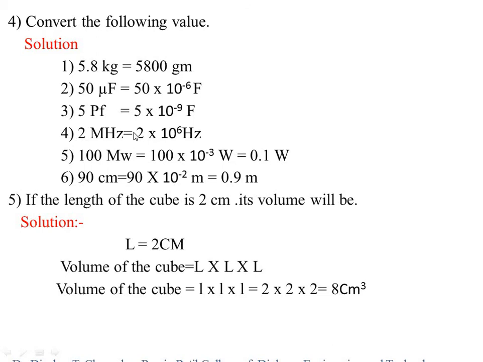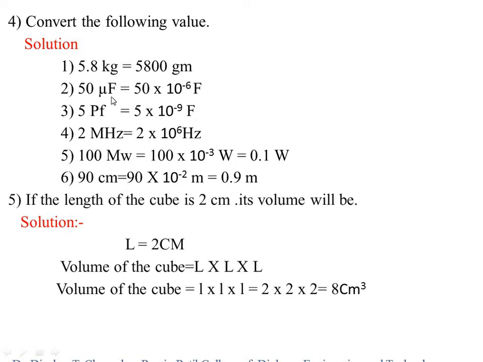The next problem: convert the following values. Suppose 5.8 kg equal to 5,800 gram, because 1000 gram equal to 1 kg, and therefore we have to multiply it by 5.8 into 1000. So our answer is 5,800 gram.